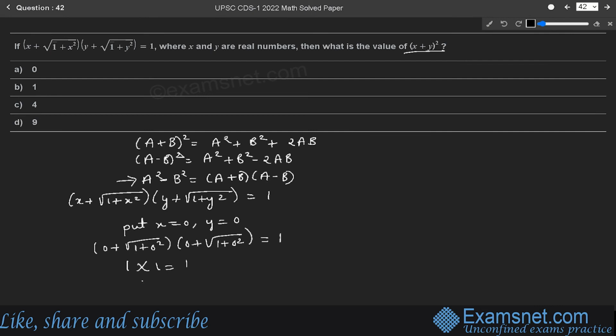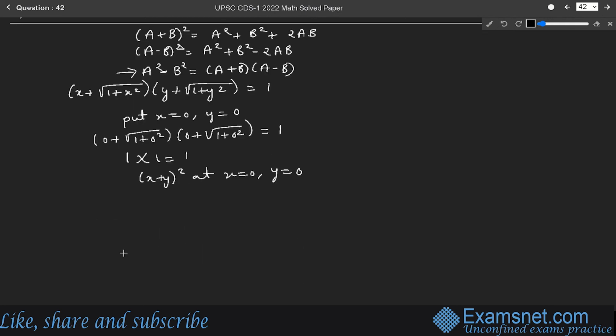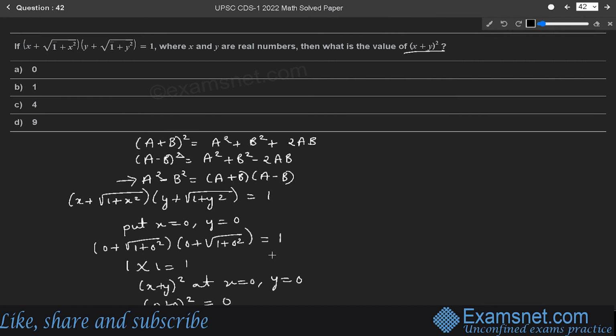Hence, the value of (x + y)² at x equals 0 and y equals 0 will be (0 + 0)². It will be 0. Therefore, we can say that the value of (x + y)² will be 0. See, it was this simple question, and in this way we get the answer 0. So the correct option for this question is option number A. You just have to remember the basic identities, nothing else.